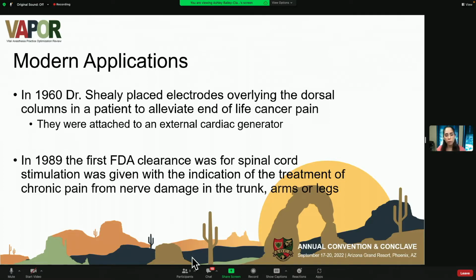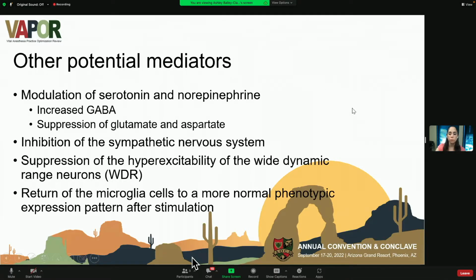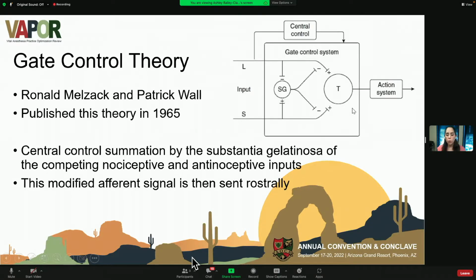Moving forward a little bit, in 1989, the FDA gave their first clearance for spinal cord stimulation for the treatment of pain. It was given for the indication of chronic pain from nerve damage in the trunk, arms, or legs. I'm kind of highlighting this because this will be important as we move on. So why did we think this worked?